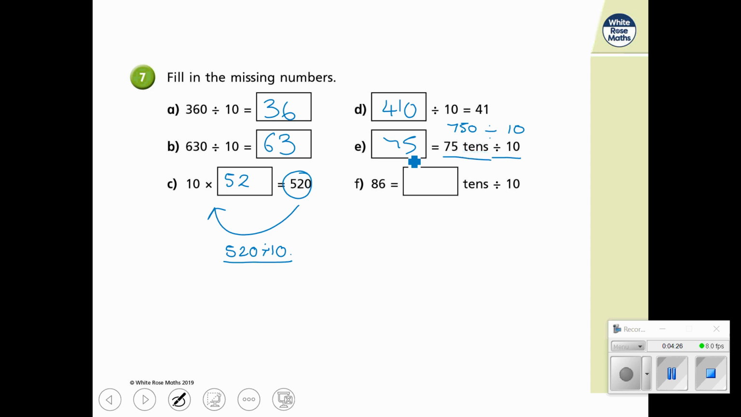And the same here. Something equals something tens divided by 10. So you're doing the opposite, aren't you? So it must be 86. 86 tens divided by 10 must be 86. 860, we're doing a check, divided by 10 is 86.